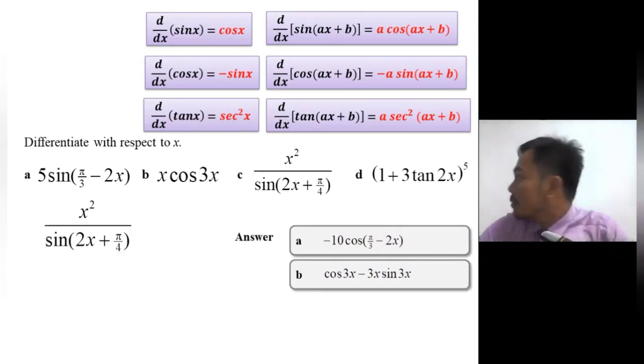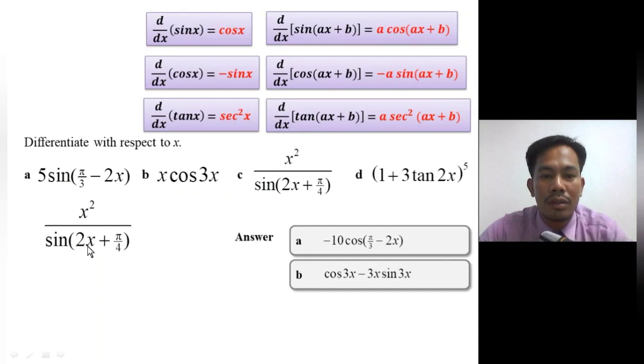Next, I have now x squared over sine of 2x plus pi over 4. So you notice that the numerical coefficient of x over here is 2. Since the numerical coefficient of x here is 2, then you have to bring that out and find the derivative of sine, which is cosine. Then plug in the original angle, which is 2x plus pi over 4.